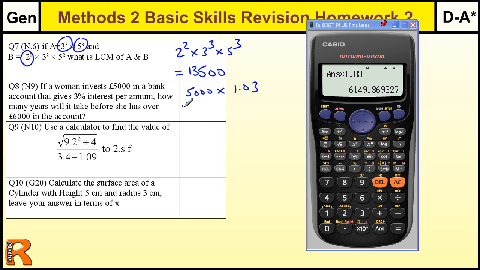So 7 years is equal to £6,149.37. So 7 years is what we're looking for.